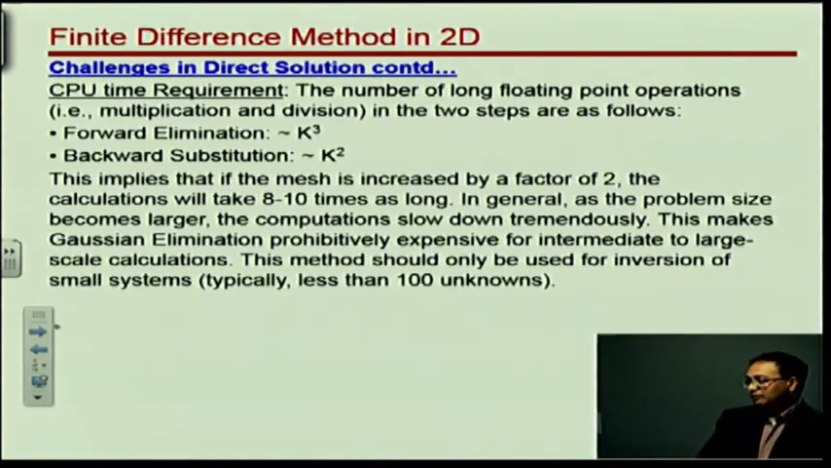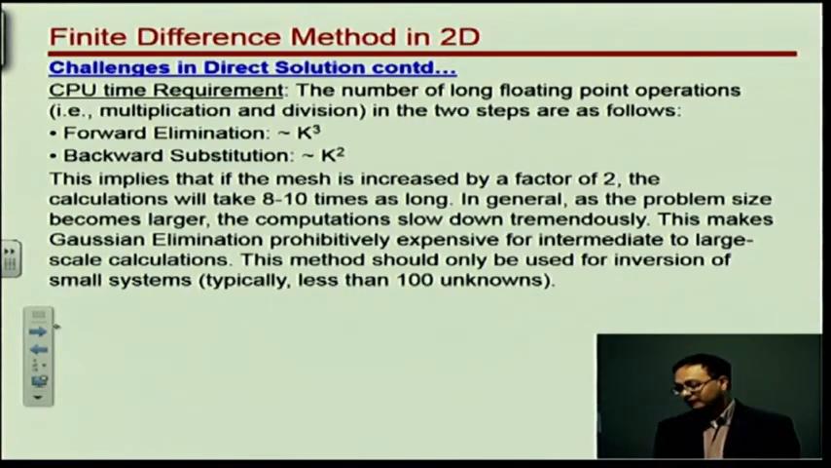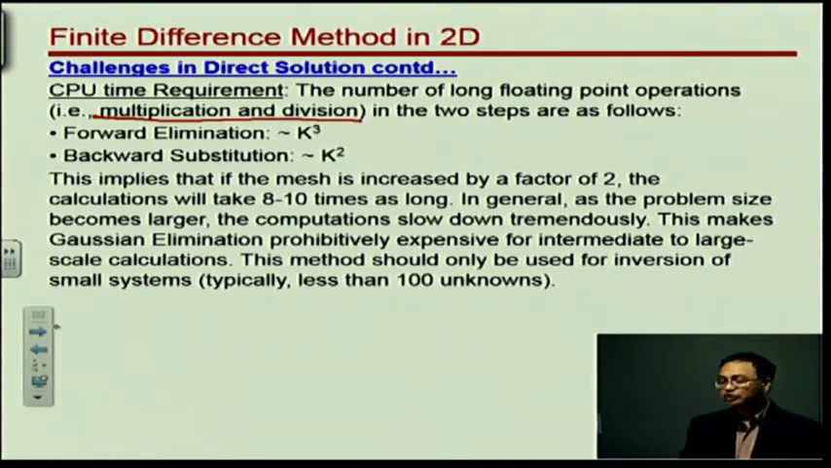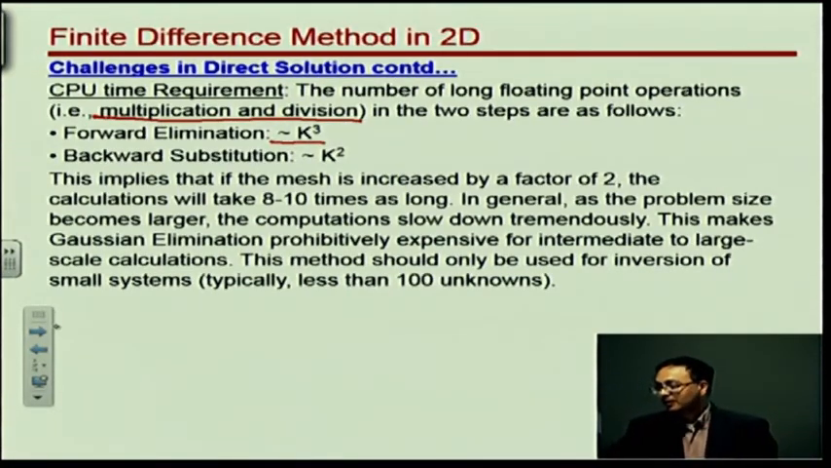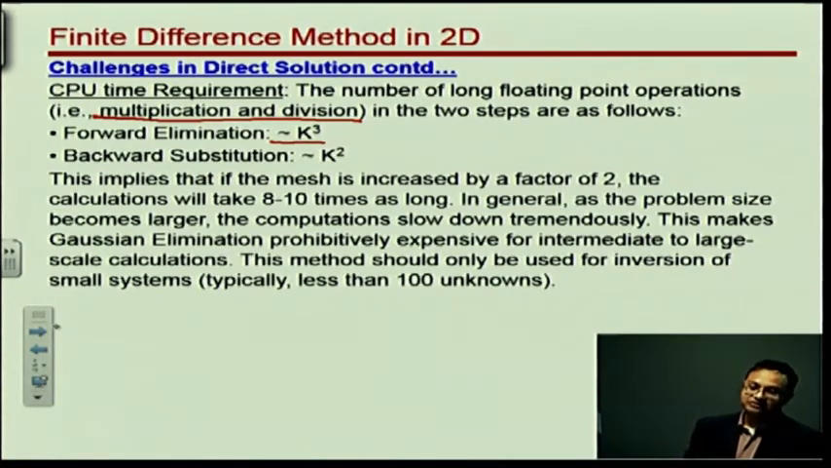The other problem is the computational time, and this is really the bigger of the two problems. As we said, for forward elimination, the number of floating point operations, multiplications and divisions, scales as the number of unknowns cubed. And that's a big problem. It means that if I increase my problem size by a factor of 10, normally I would expect to have to do 10 times more work.